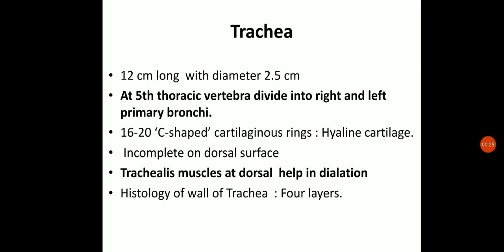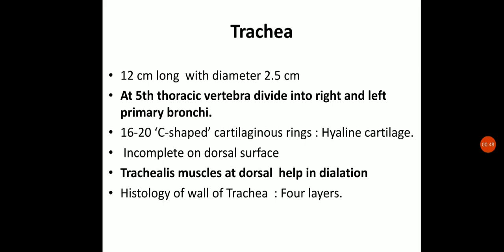Now what is the trachea? The trachea is basically a tube. It's a long muscular tube, around 12 centimeters in length and 2.5 centimeters in diameter. It is present in the complete length of the neck.